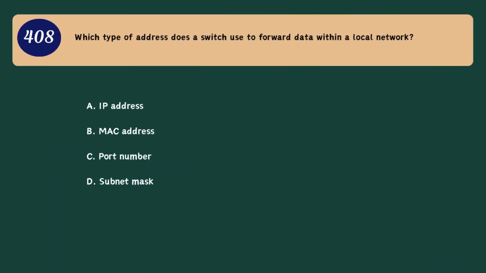Question 408. Which type of address does a switch use to forward data within a local network? A. IP address. B. MAC address. C. Port number. D. Subnet mask.